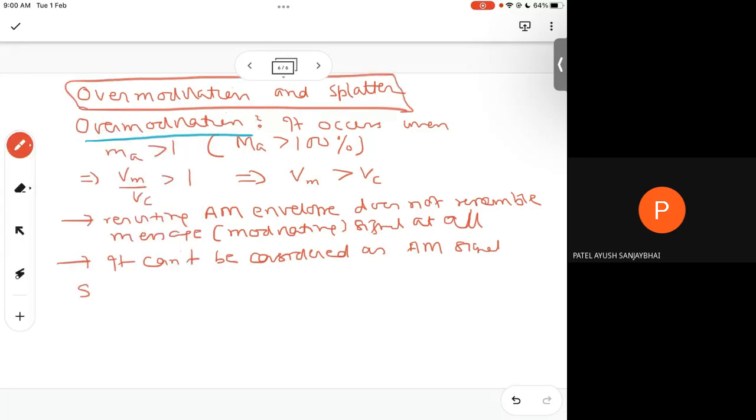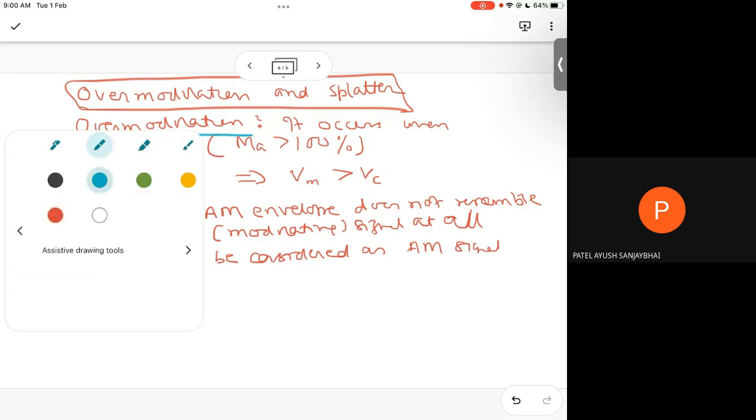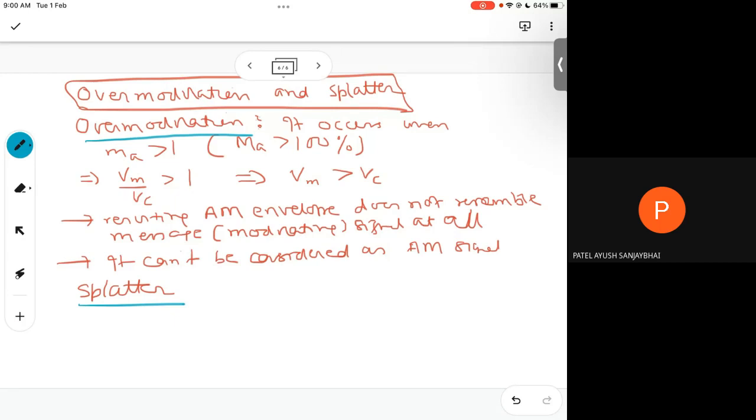So we talk about splatter. What is a splatter? Basically, splatter is an ill effect of overmodulation. Overmodulation, we have understood what happens, but what is its disadvantage? What do we actually see and observe? I would say it is an effect of overmodulation, and overmodulation is not desirable. So I would say it is the ill effect. Ill means a bad effect of the overmodulation.